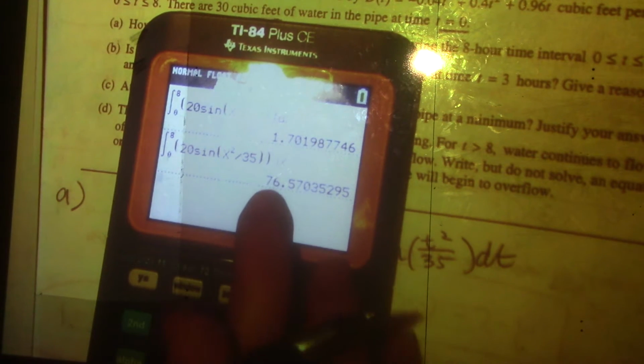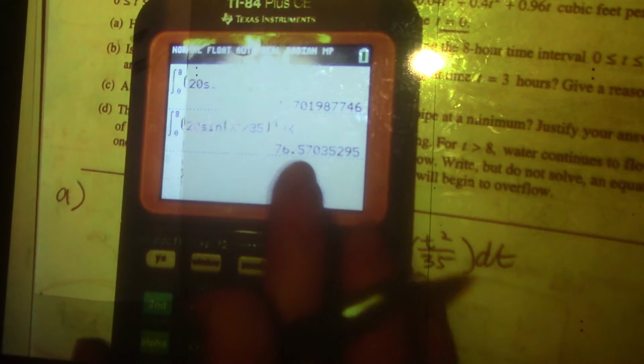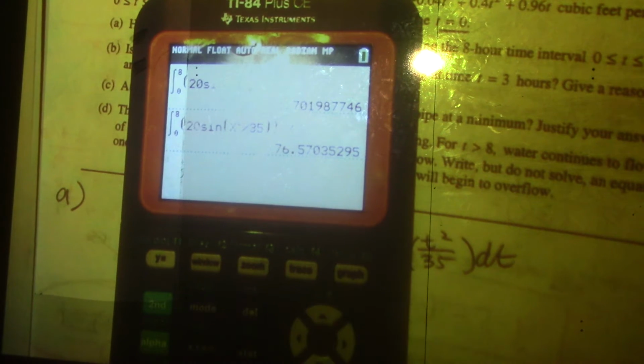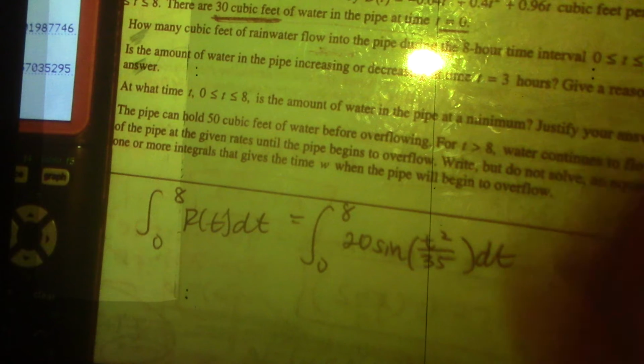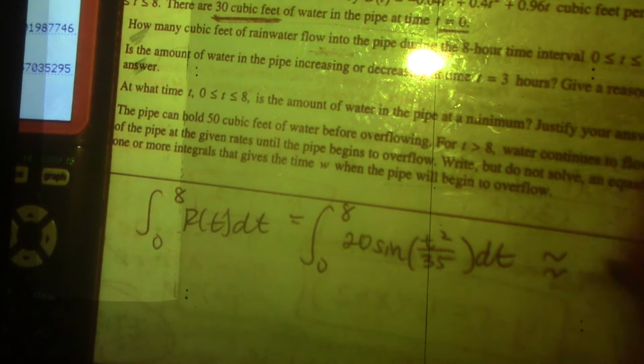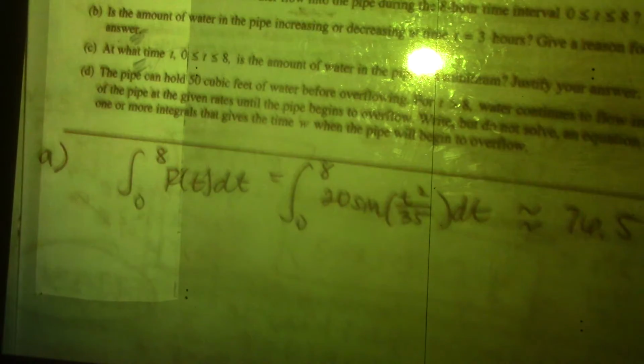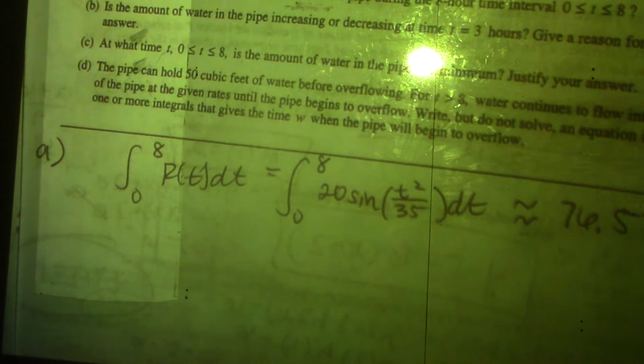Alright, so then this should be 76.57035. So you have to write at least 3 decimals. So good practice is just get used to writing 4. So then this is approximately 76.57035. Well, you don't have to write any more than that. That would be a little crazy. And then let's go ahead and put our, I already said cubic feet, so I don't need to put units.